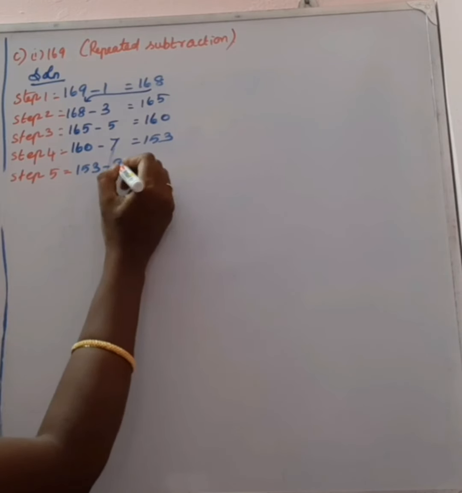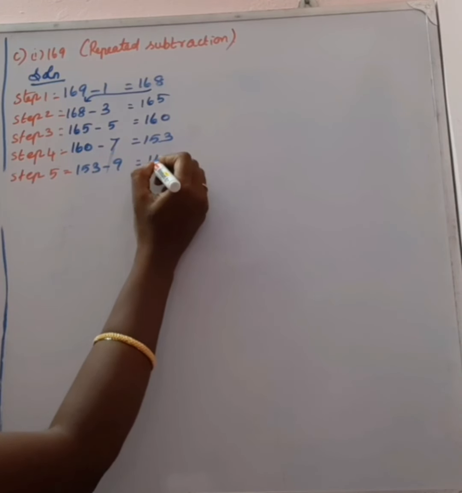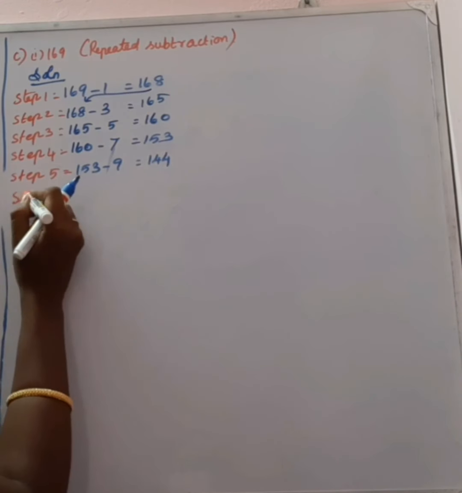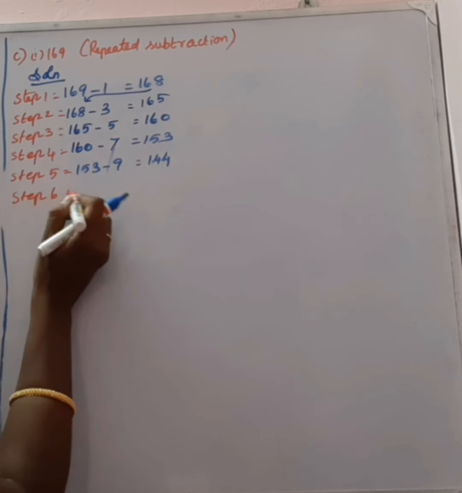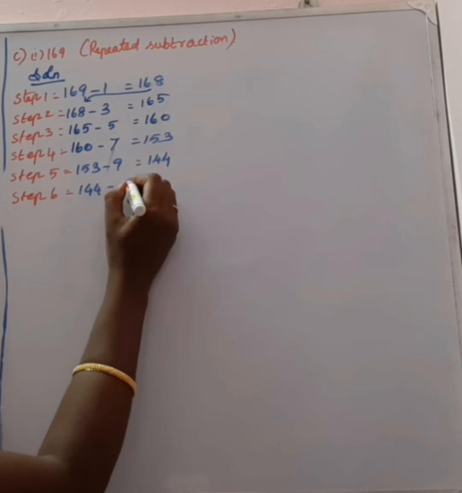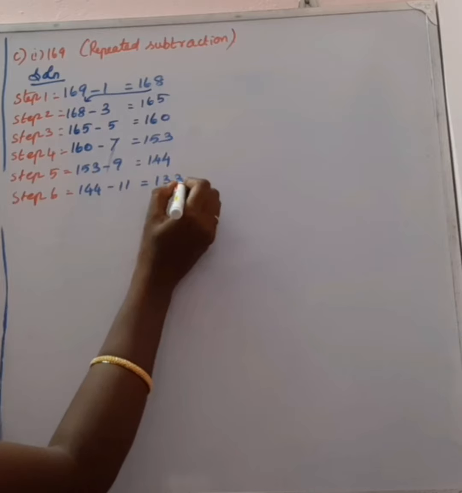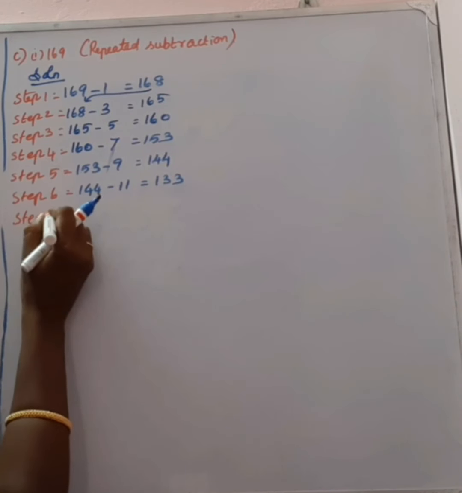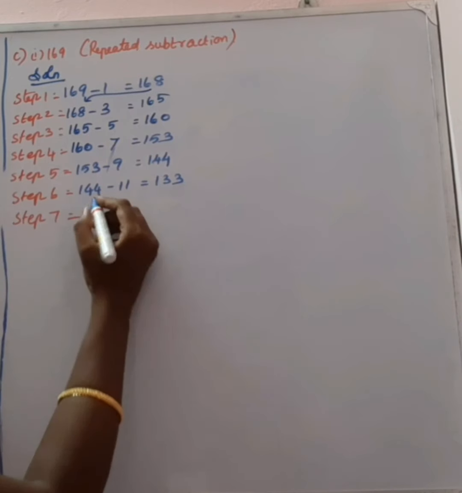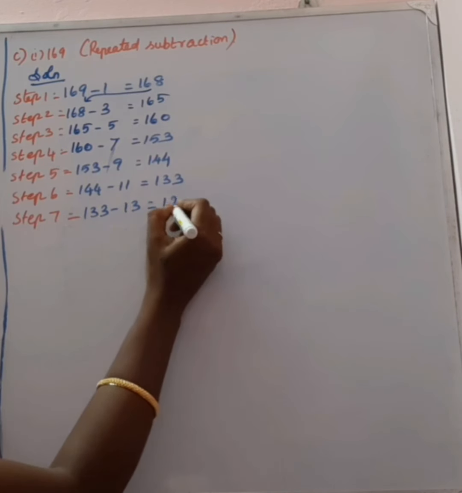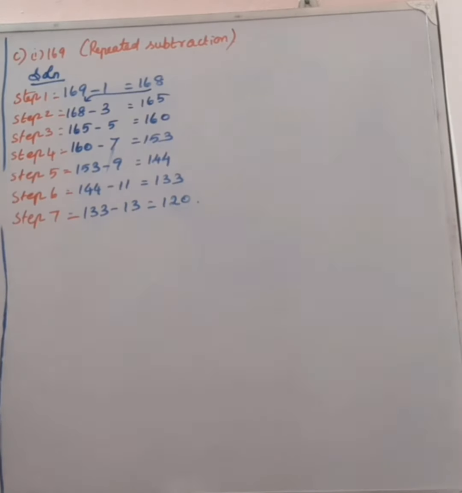153 minus 9 is equal to 144. Then step 6. 144 minus 11, 133. Then step 7. 133 minus 13. So 120.